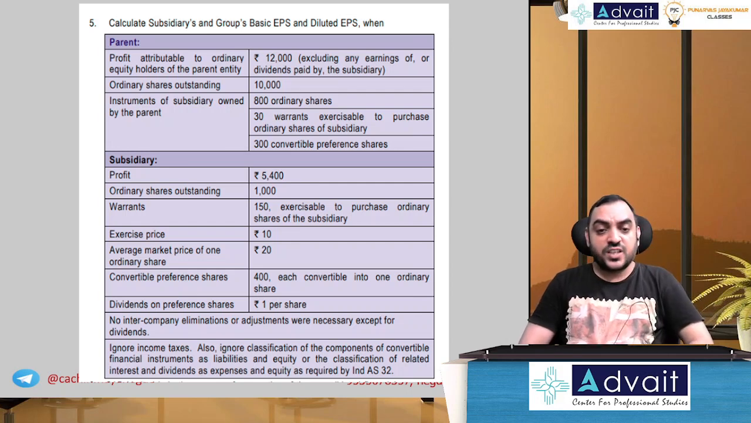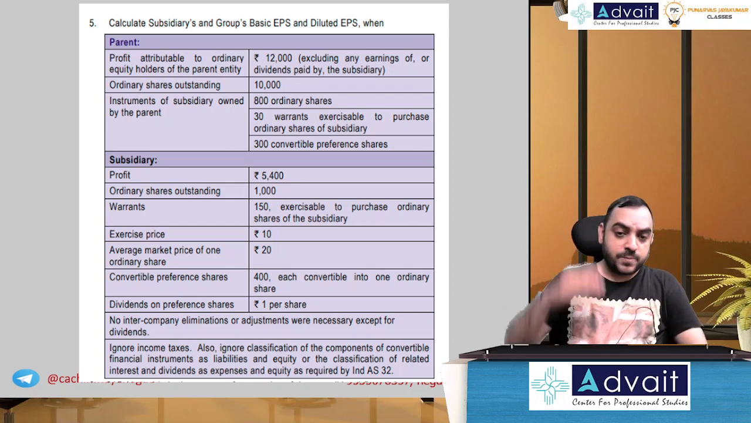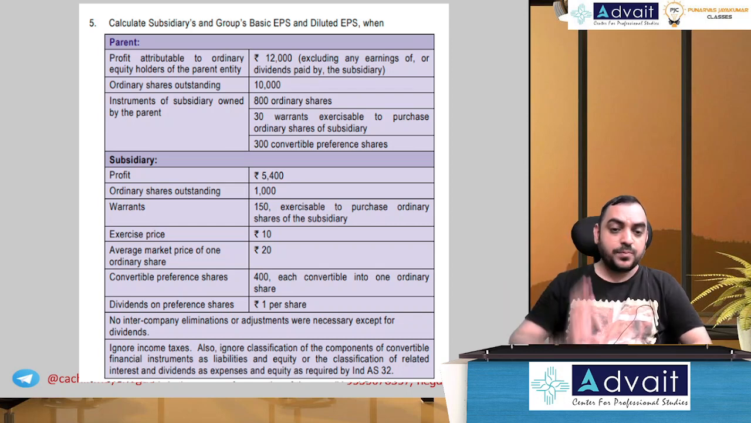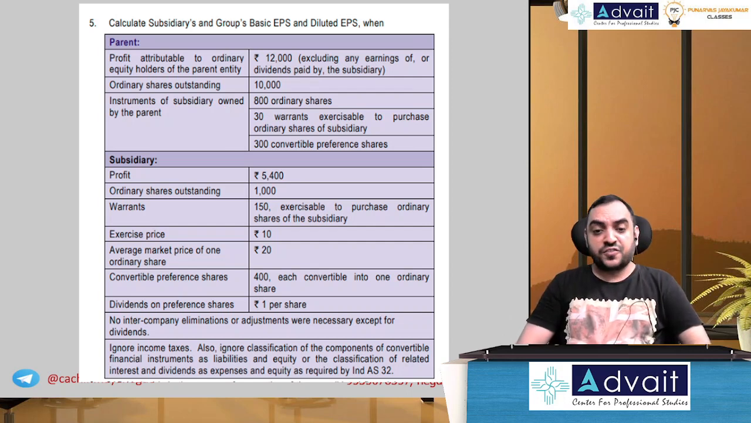price 10, average market price 20, convertible preference shares 400, convertible into ordinary shares, dividends on preference shares 1 per share. No intercompany eliminations or adjustments were necessary except for dividends. Ignore income tax. Also ignore the classification of components of convertible financial instruments as liabilities and equity, or classification of related interest and dividends as expenses and equity required by Ind AS 32.